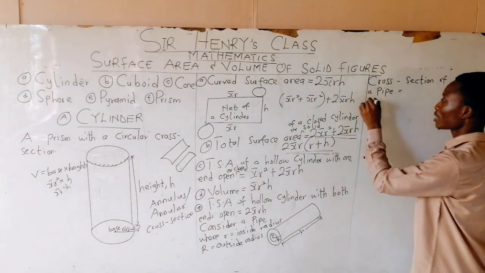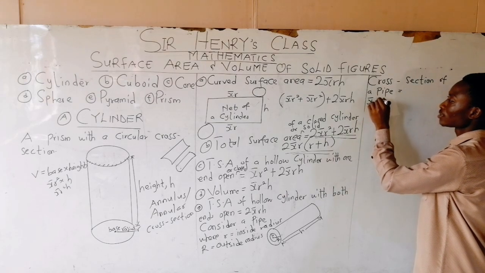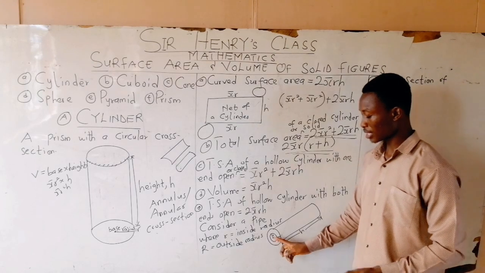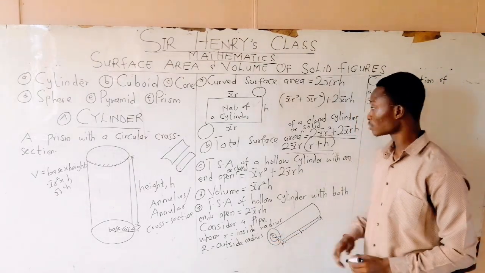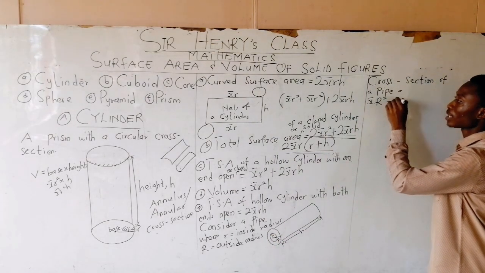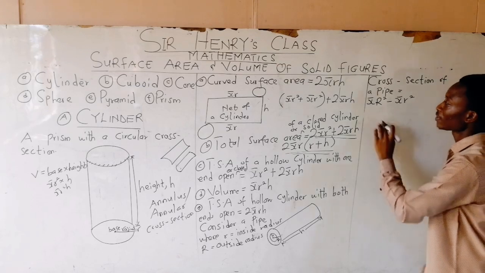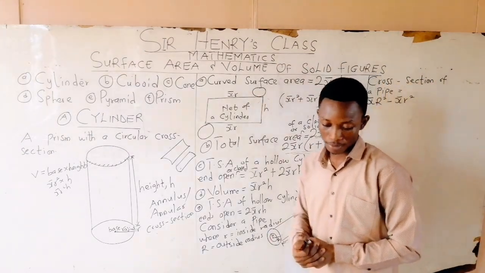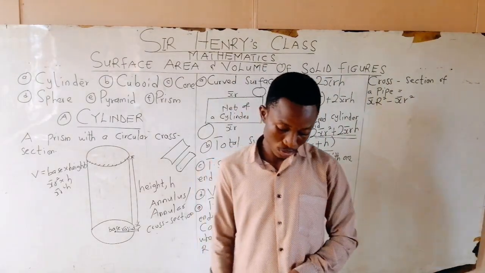So that would be pi. How do you find the area of a circle? Pi r squared. Why is it capital R? Because we want to subtract the area of the small from the bigger one, and the radius is capital R. So that would be pi R squared minus pi small r squared. This is how we find the cross-section area of the pipe: pi capital R squared minus pi small r squared.